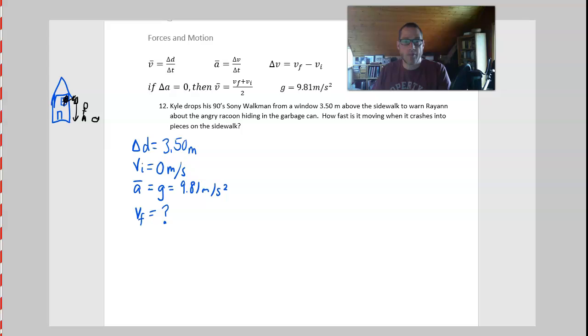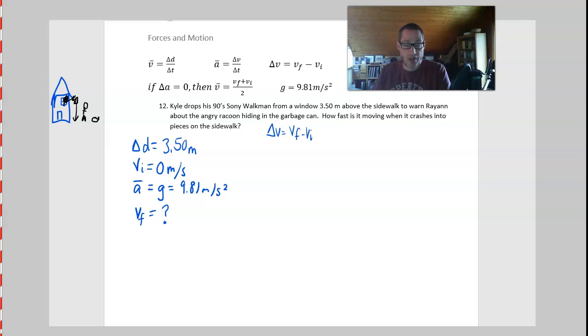If you happen to be wanting to find the average speed, and you knew VF and VI, or you knew the average speed and you knew VI and trying to find VF, then I would use this for sure. But in this case, none of the equations have the perfect amount of information. So we're just going to start here with delta V is equal to VF minus VI. Okay, and we're actually trying to solve for VF.